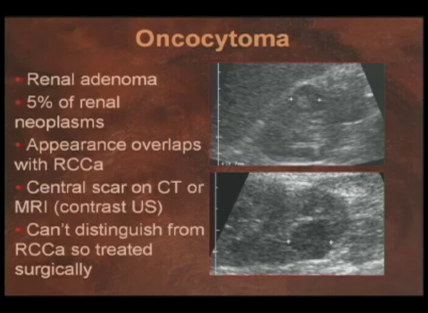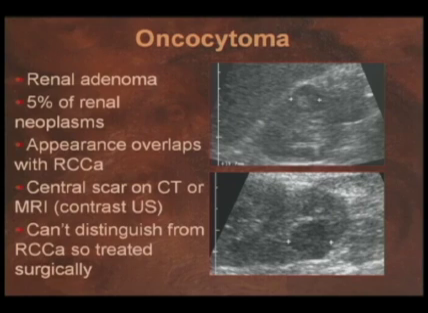Oncocytomas are another benign renal neoplasm that account for about 5% of all renal tumors. The appearance overlaps that with renal cell carcinoma, and as you can see in the two images on the right, those are very nonspecific solid renal masses that look for all the world like renal cell carcinomas, but when these were resected, they were found to be oncocytomas.